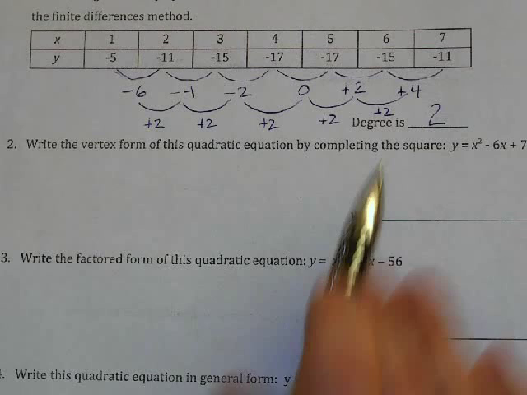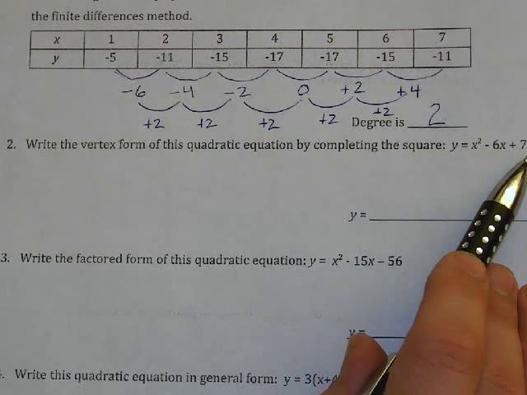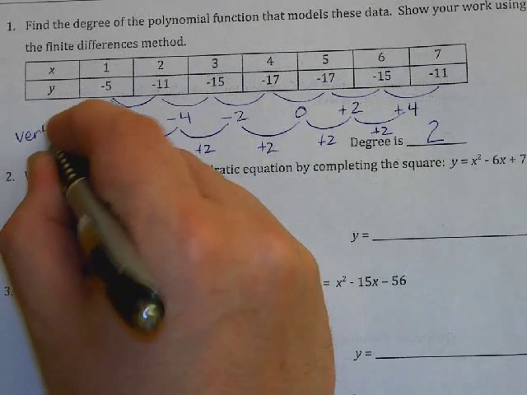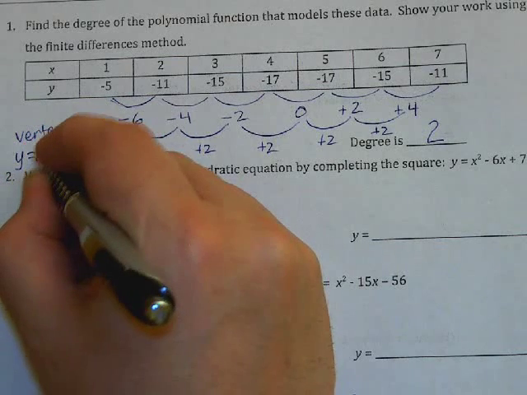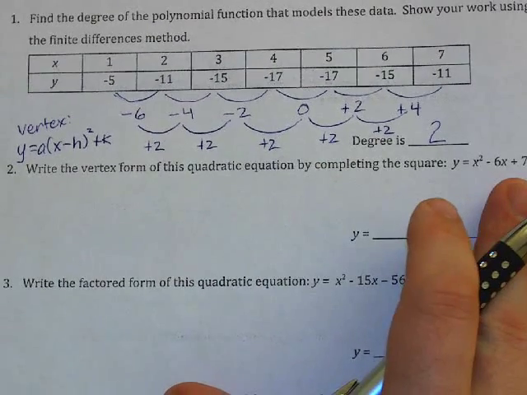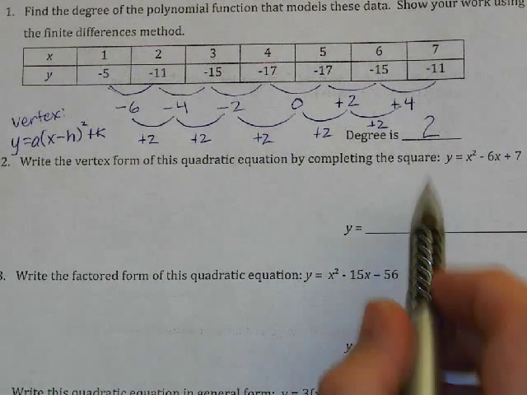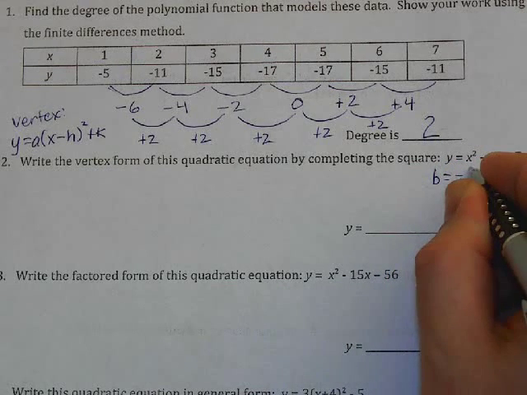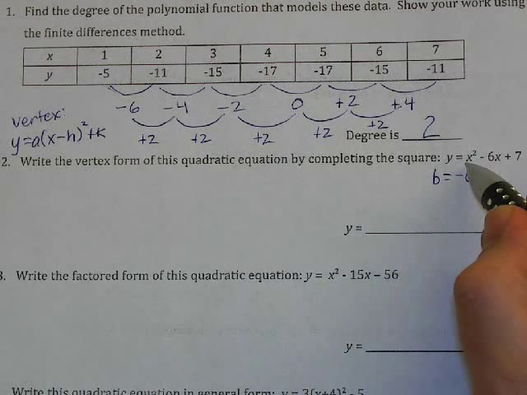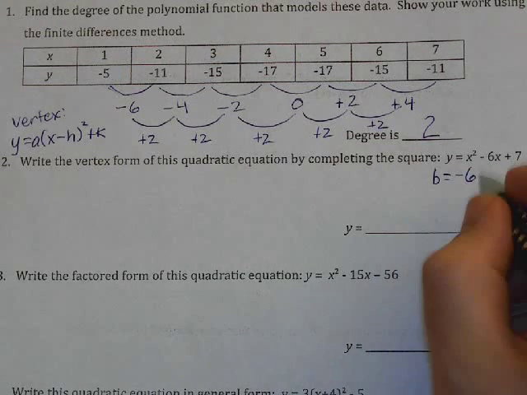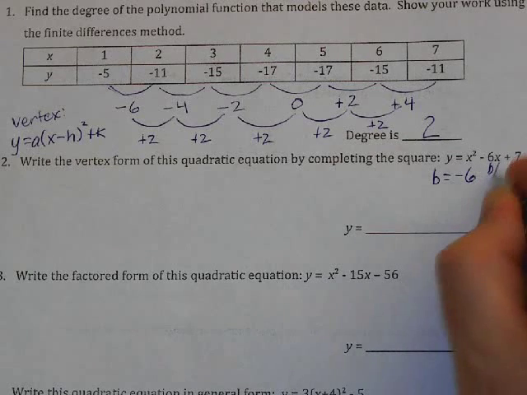For number 2, we're going to write this quadratic that is currently in general form into vertex form. So recall that vertex form is y equals a times the quantity x minus h squared plus k. So to complete the square, we're going to look at the b, which is the coefficient of the x term, which is negative 6. Now, if we had a number in front of x squared other than 1, we do need to factor that out first. So we find b, which is 6.